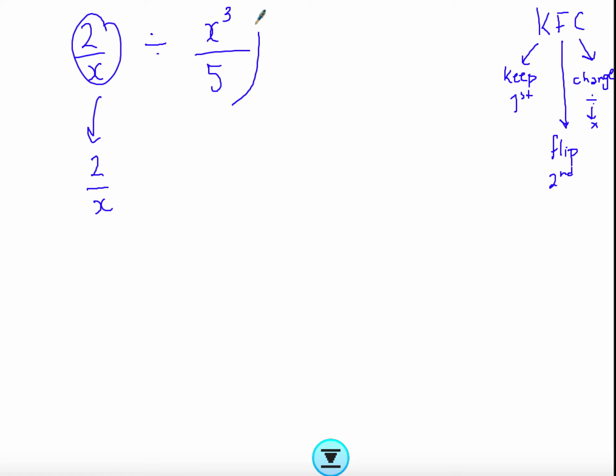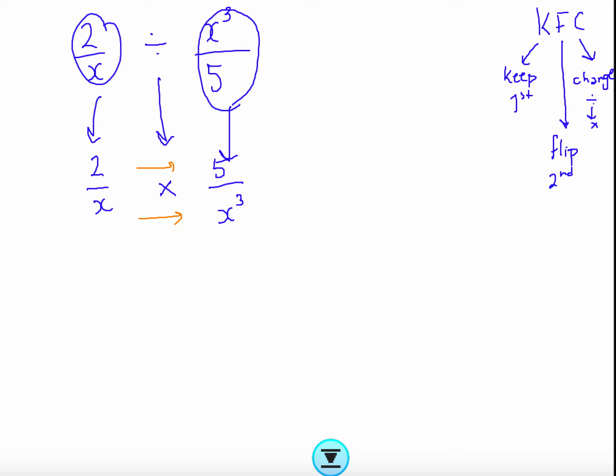We flip this fraction, so it becomes 5 divided by x cubed. And then we change the sign, so this becomes a multiply, and voila, we have a multiplication now, and we know how to deal with multiplication. We just multiply across.